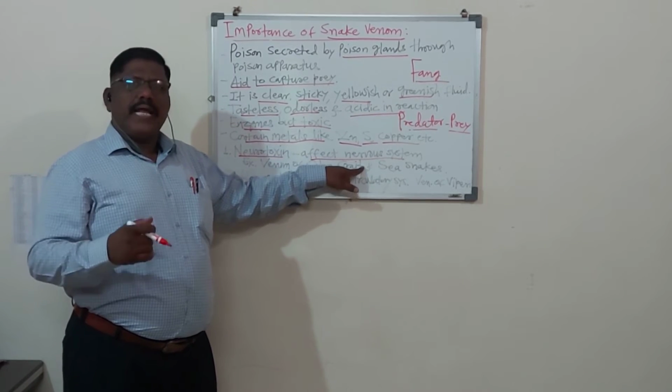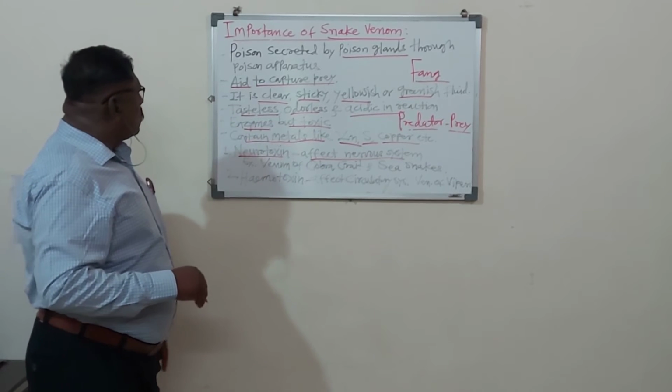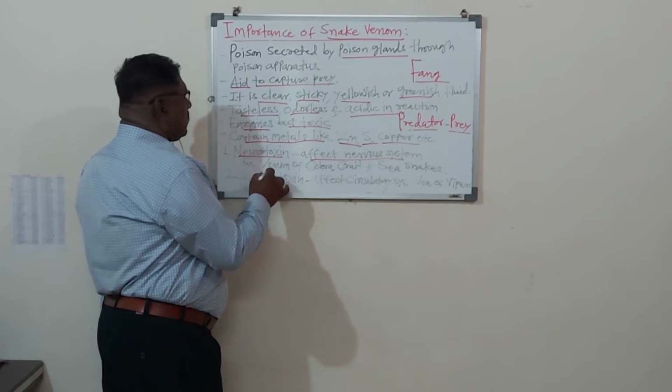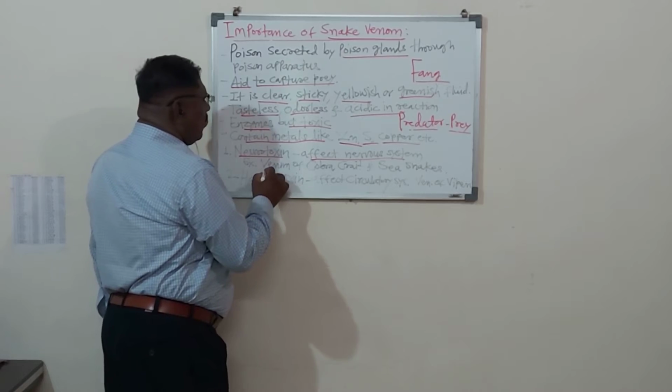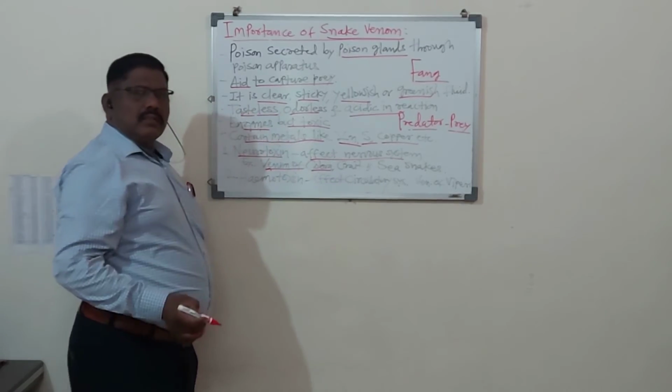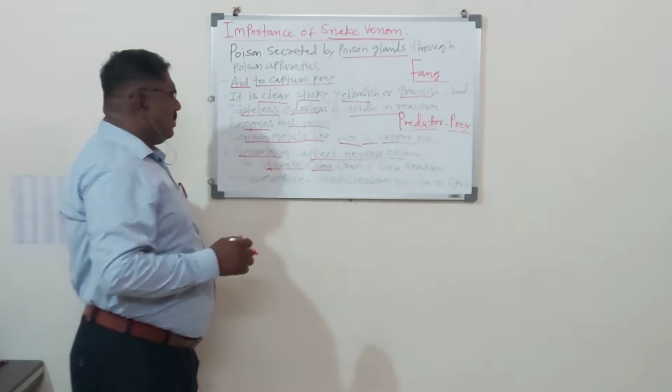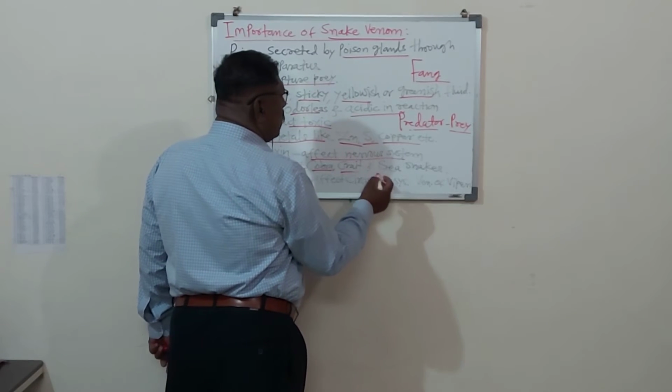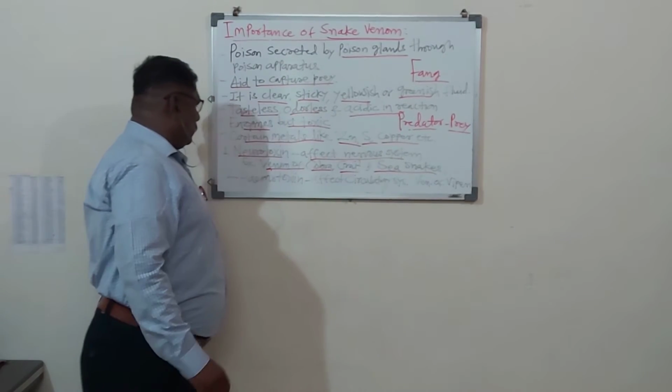Nervous system, brain and nervous system. So examples of neurotoxic venom are the venom of the cobra, krait, and sea snakes.